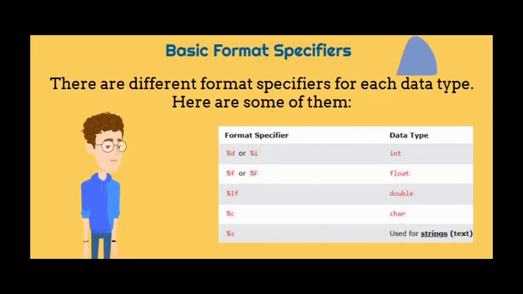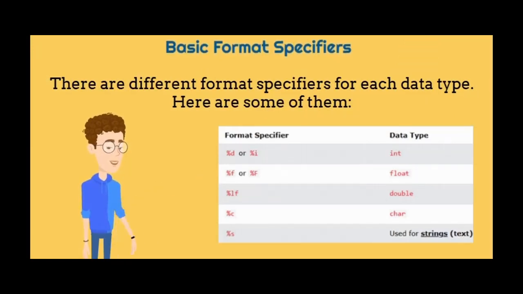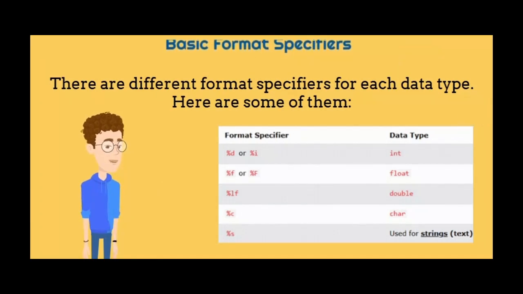Now, the basic format specifiers. There are different format specifiers for each data type. Here are some of them. %d or %i is used for the integers. %f is used for float. %lf for double. %c for characters. Finally, %s is used for strings, text.